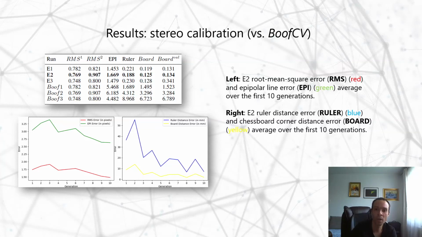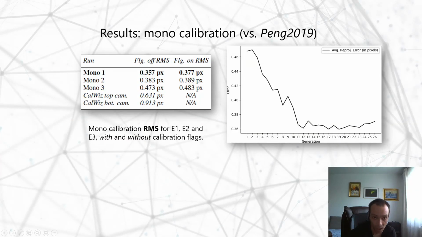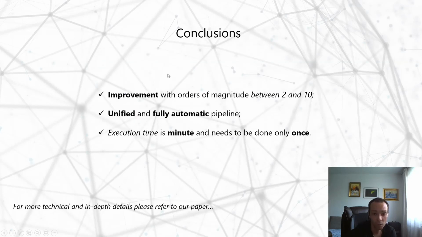For stereo calibration compared against the BoofCV framework, we obtain an improvement by a factor of 10. And the plots also show that the algorithm is performing meaningful computations. The errors are decreasing as iterations progress. And for mono calibration versus Peng's proposed method in 2019, we obtain an improvement by a factor of 2. So yes, we do provide improvement over existing techniques.